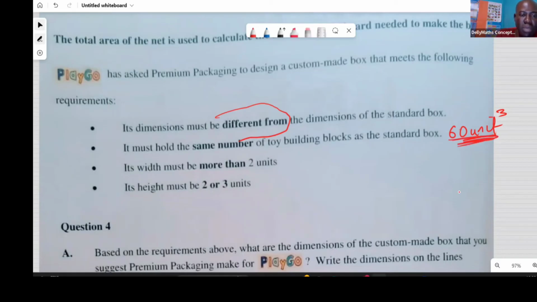All right. So focusing on this number is very important to what we're going to be doing. Its width must be more than 2. You could start by using 3 and think about 60. Also, the height must be 2 or 3. So you could do a height of 2. You could do a height of 3 as well. But definitely the width must be more than 2. So it could be 3, it could be 4, it could be 5. So you decide based on what you're dealing with.